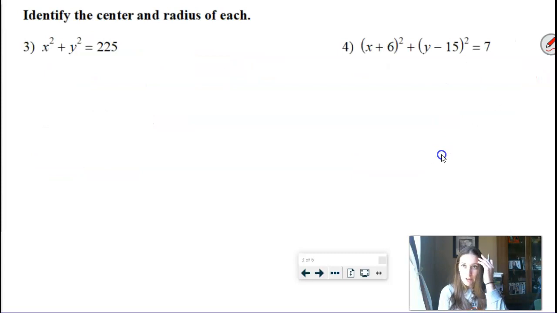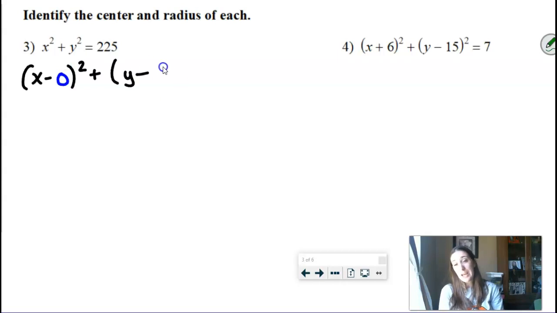All right, moving along, easy enough, right? Of course they've got to throw one that's kind of weird at you, number 3. It seems like it's missing something. It almost seems like I'm supposed to be subtracting something, but there's nothing there, so that must be a 0, right? And the same thing happens here with the y's, or the k, I should say: y minus 0, squared.